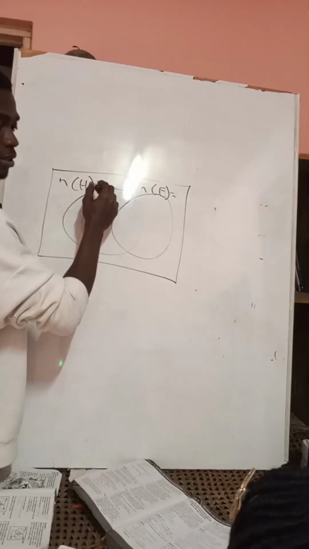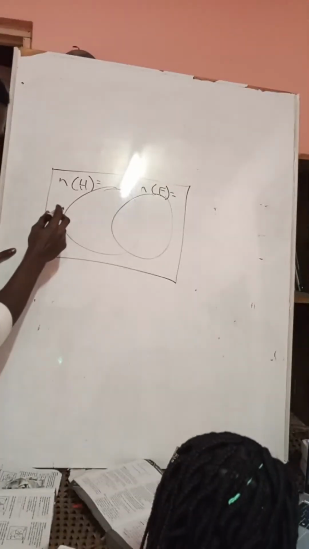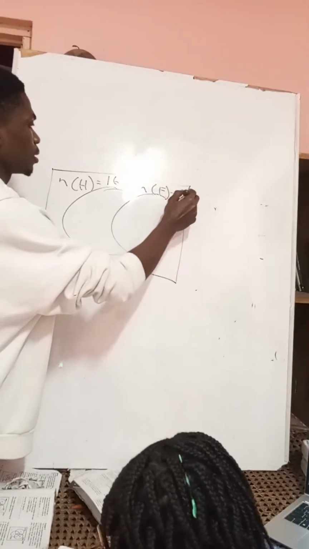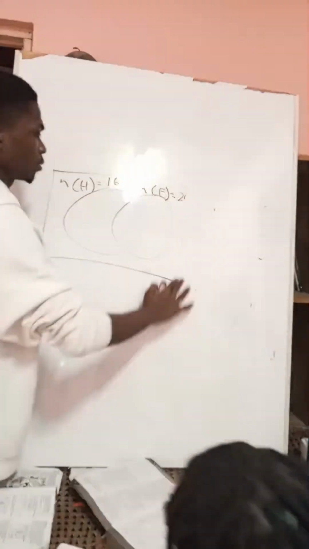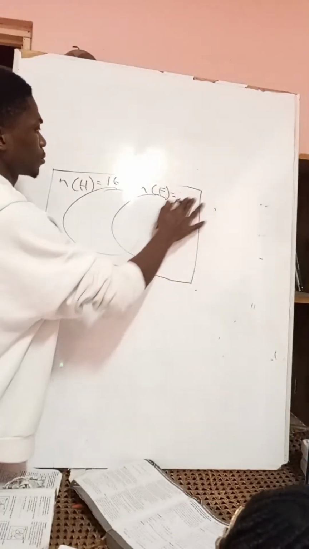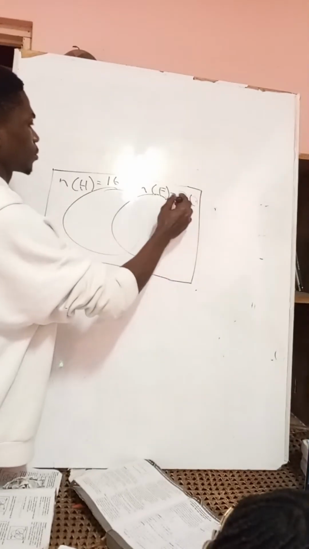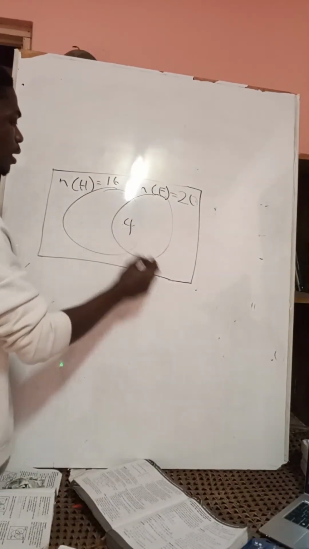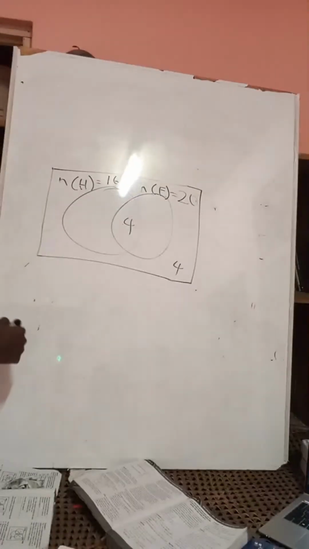Number of H is 16. Number of F, football, is 20. Then both is 4. None is 4. So none means region 4.